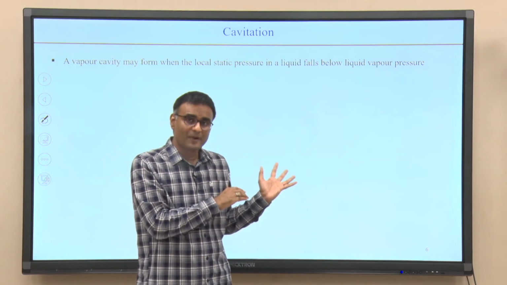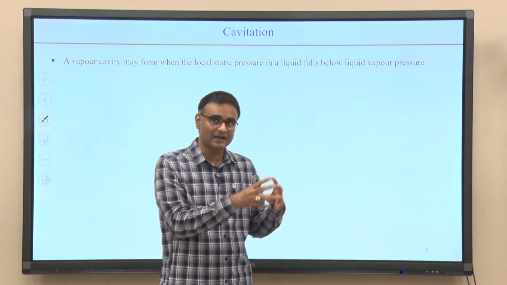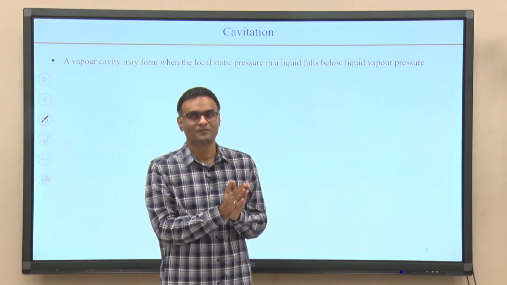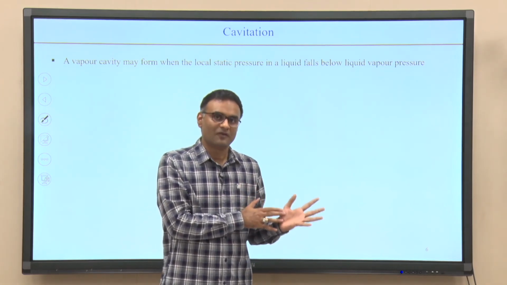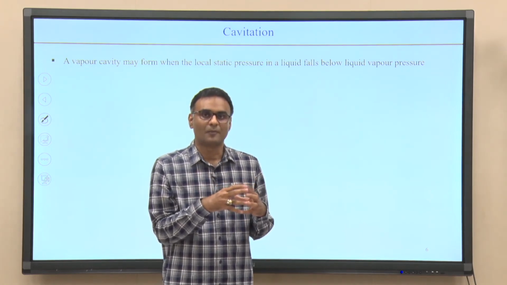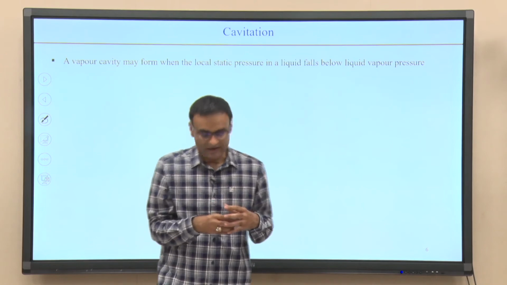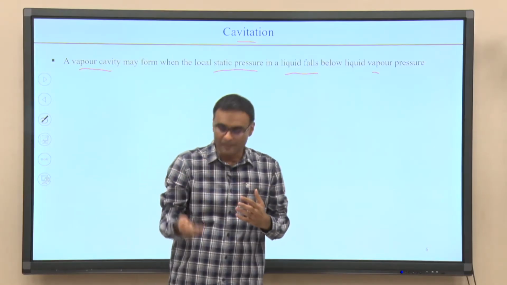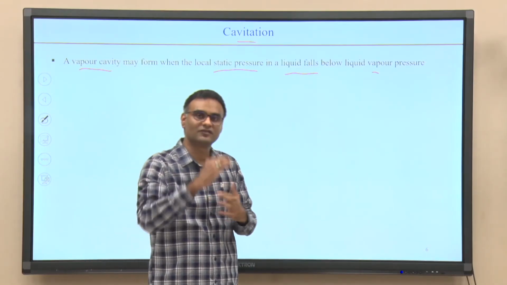So, in the pump, if the pressure at any point locally decreases below the vapor pressure of the liquid, then a vapor cavity will form, and that is what we call cavitation. So, it says that a vapor cavity may form when the local static pressure in a liquid falls below the vapor pressure. Now, when the vapor cavity forms, suddenly there is a lot of discontinuity.